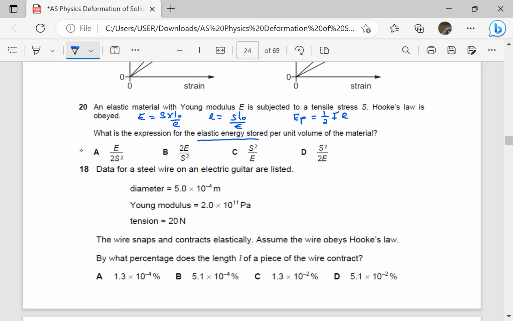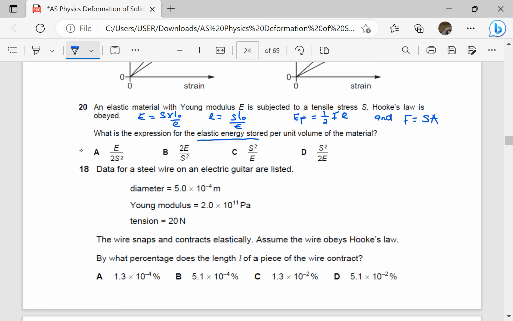Also remember the force by Hooke's law. The force is equal to a constant times extension, or the force can be got from stress, which is force over area. That means the force can be stress over cross-sectional area. The stress is given as S, the area as A.